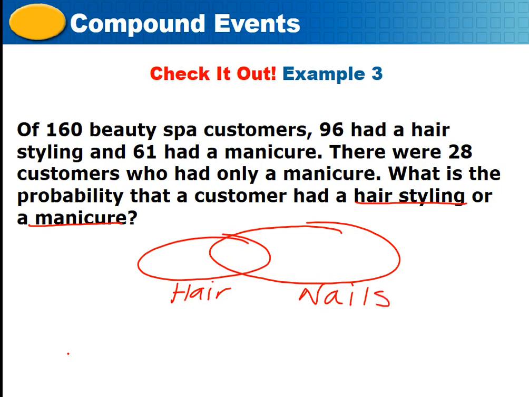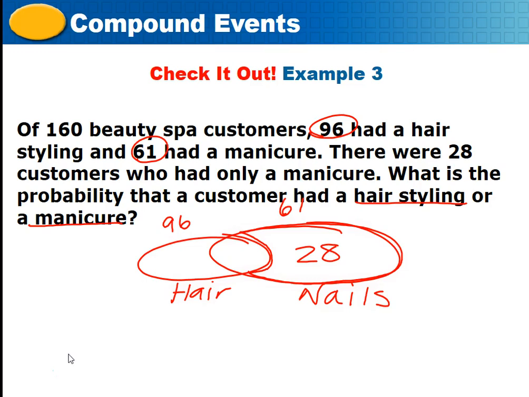Okay, so how many total did we have that got their hair styled? It says up here 96, so I'm going to put my 96 over here. And how many total got a manicure? It says 61 right there, so that 61 goes over there. Then it says there were 28 customers who had only a manicure. So that's the ones that are over here in this area, right here. So I'm going to put that 28 right here.